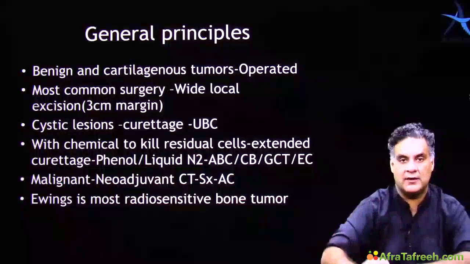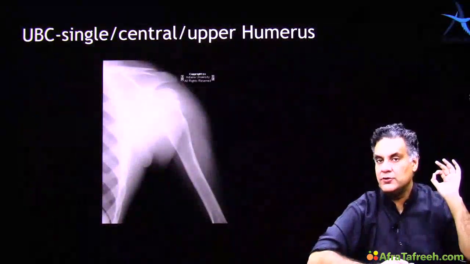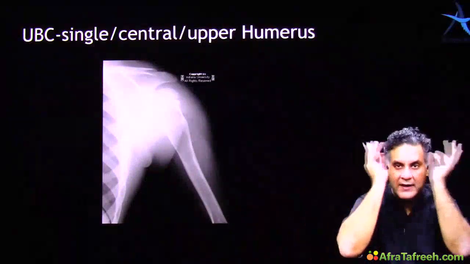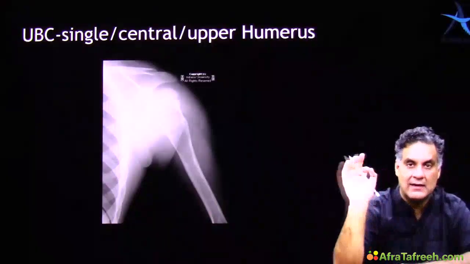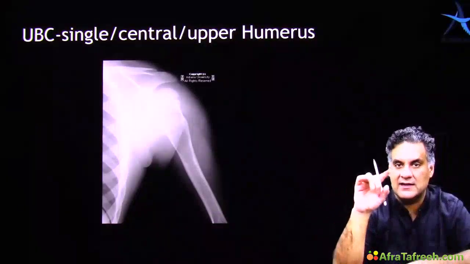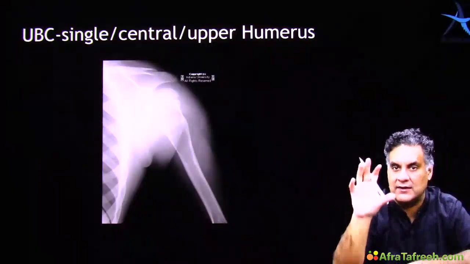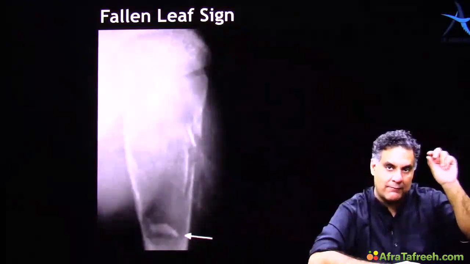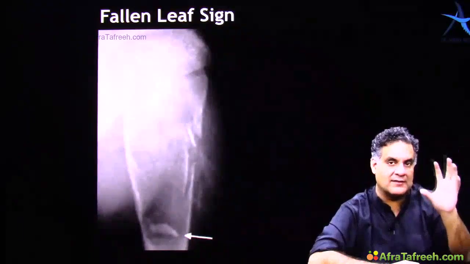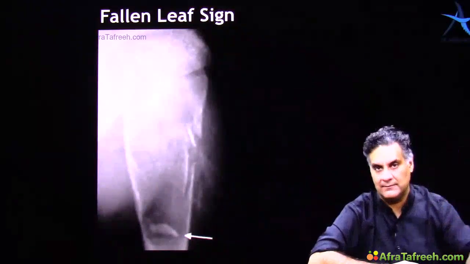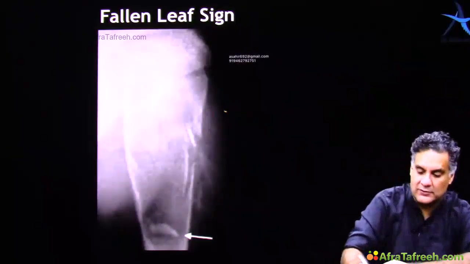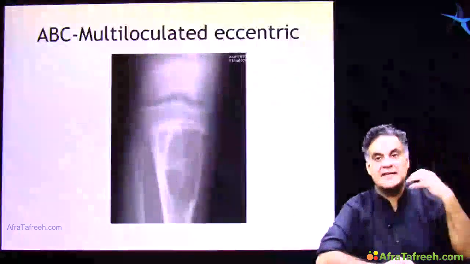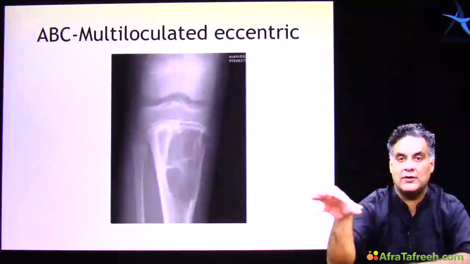Very, very, very important. And coming to the tumor identifications, if you are looking at the upper end humerus, your mind should run in the direction of UBC, unicameral bone cyst, single cavity upper end humerus. It's a central lesion. And when you look at the second thing here, you will have a broken cortical piece at the bottom because it's a single cavity, called a fallen leaf sign. There's one more sign called a trapdoor sign, which is also seen in this lesion. Coming to the second lesion, aneurysmal bone cyst, multiloculated.